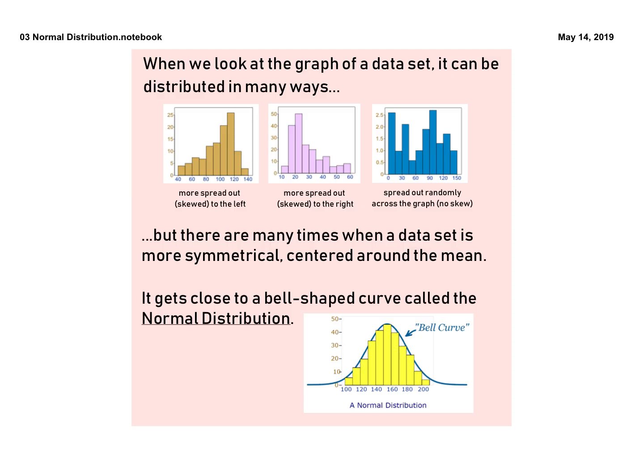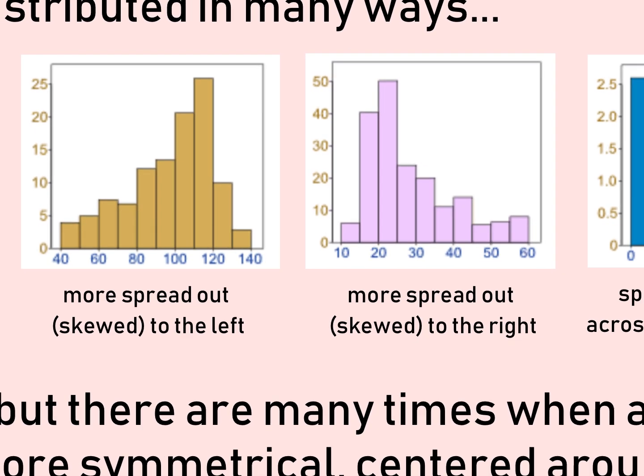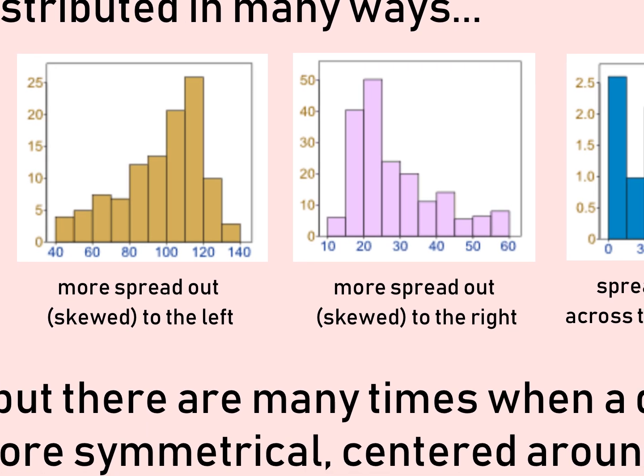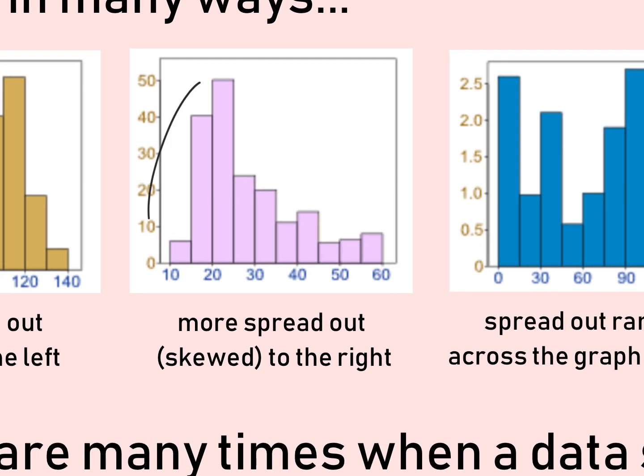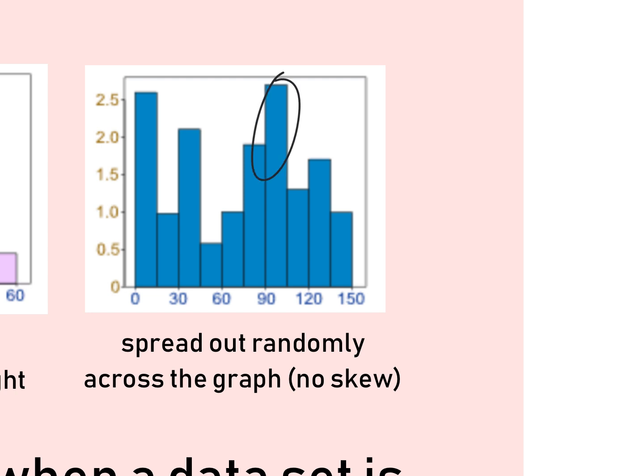Let's talk about different ways you can have data. Do you get that data could be spread out? If this was, I don't know, test scores. It could be a lot of things. Or it could be kind of clumped to one side. Or there could be random peaks and valleys. I mean, data can be in a lot of different ways. But in the real world, this one comes up a ton.